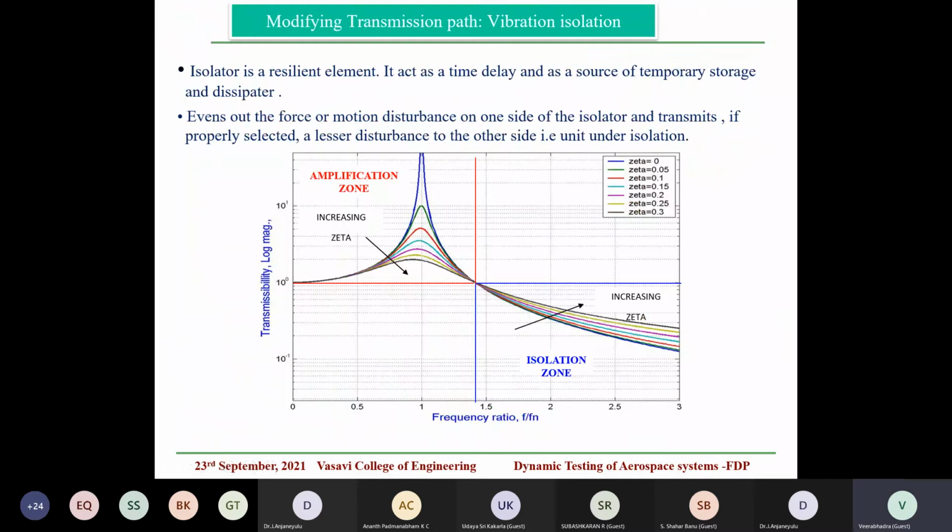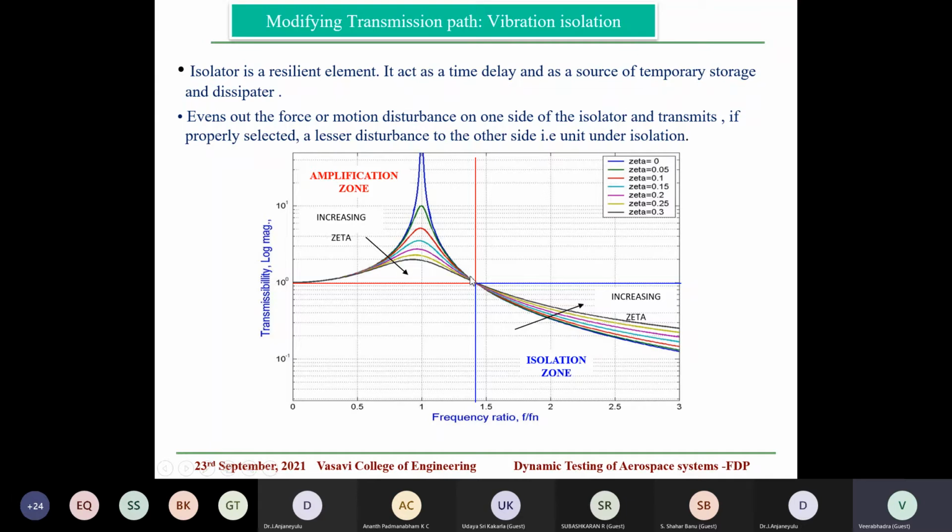Apart from this, where system is not possible to be modified, you can do a path transmission modification. That is by introducing a vibration isolator. What is an isolator? An isolator is a resilient element. What it does is it absorbs the energy and decays it over a somewhat longer period of time. So thereby it decays it slowly.